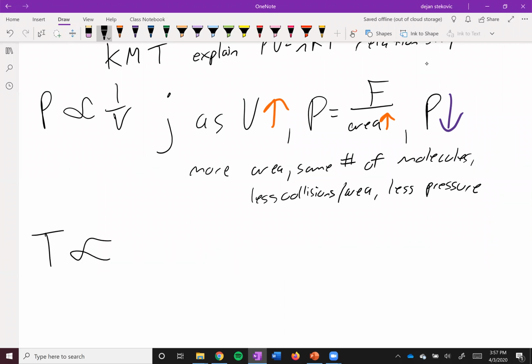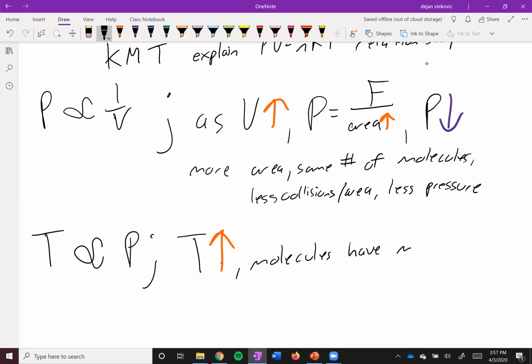Another thing we said was that temperature is proportional to pressure. As temperature increases, we're moving faster and molecules have more kinetic energy, so we hit the walls harder. What we're doing is increasing the force, so they're directly proportional, and pressure increases.